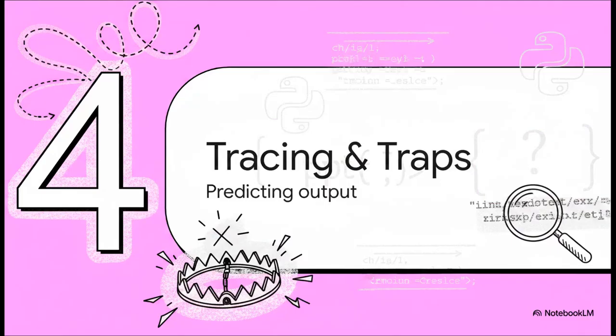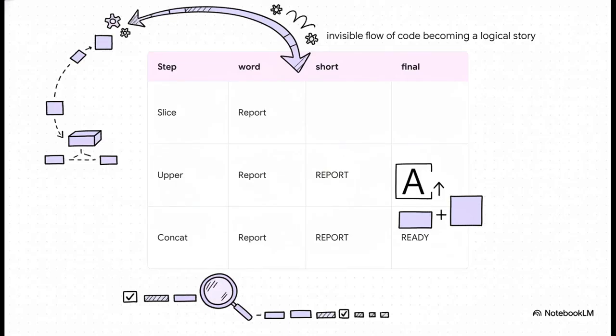Which brings us to our final part today, Section 4, tracing and common traps. Now, what's really interesting about this slide is how it shows that writing code is one thing, but predicting its outcome is what makes you a true programmer. Notice how a trace table turns the abstract, invisible flow of code into a highly predictable, logical story. It literally tracks the computer's memory at each step.